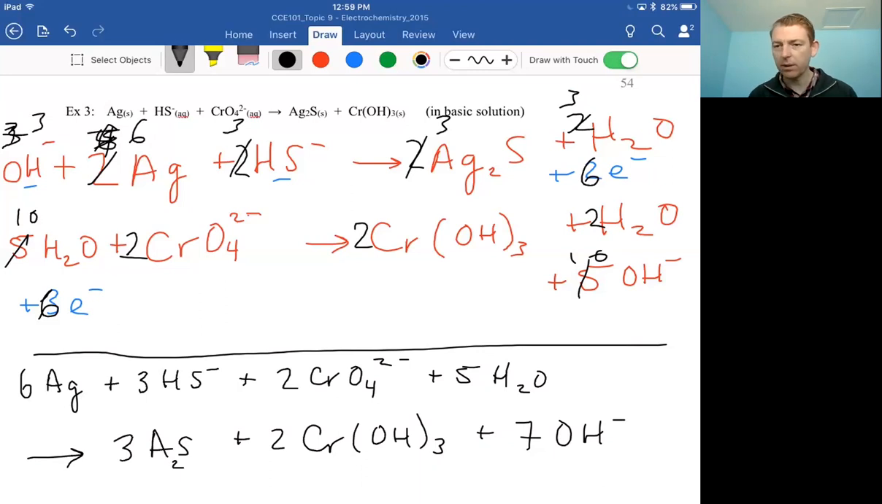Okay, so I think we'll leave it off there for this one. We'll pick it up next time with the disproportionation reaction, just to do one more review of what this can look like in a case where the same reactant is going to be both oxidized and reduced.